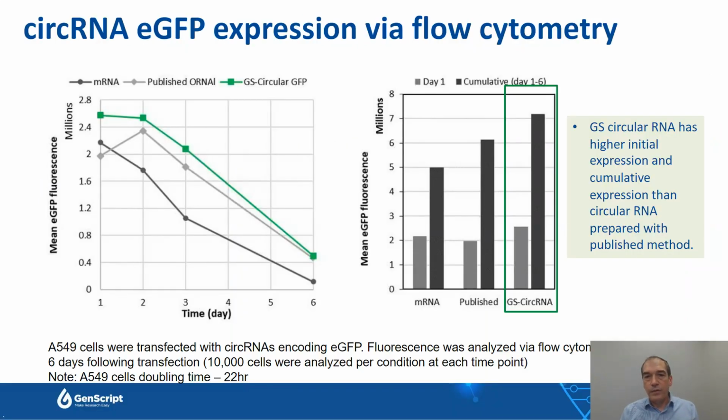So here is an example of circular RNA EGFP expression analyzed by flow cytometry. You can see that the circular RNA performed significantly better than the same sequence of linear mRNA. Also, our produced circular RNA performed better than what we see in the literature from other companies producing such RNA. So you can see the data on the left. The expression level started very high, higher than the others, and stayed higher during the length of the experiment. And then the day 1 and total expression level were much higher.